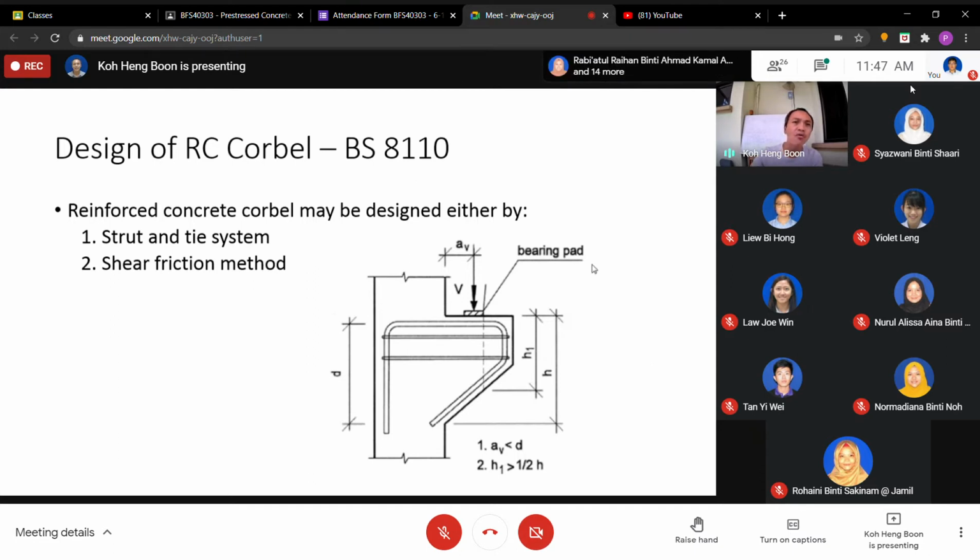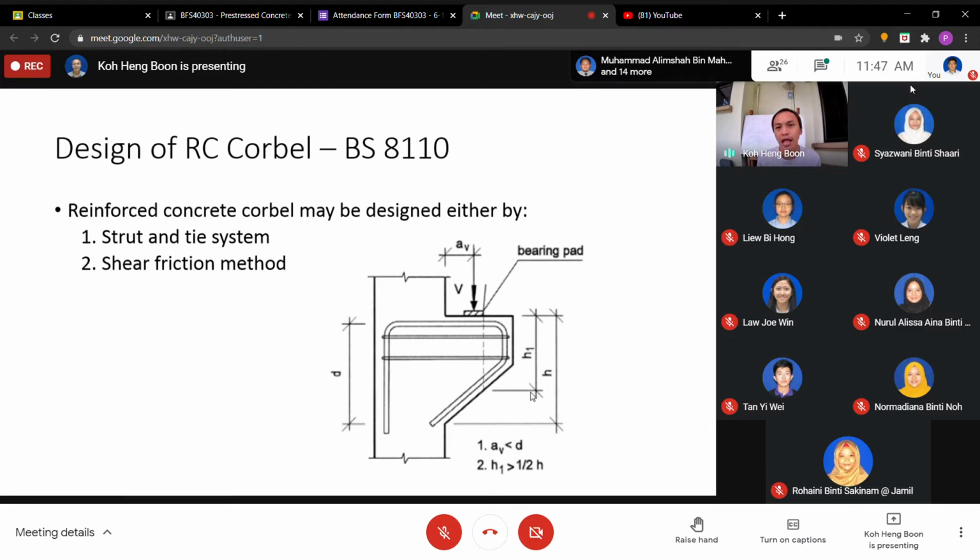Now we focus on the design of the corbel based on British standard. We can base it on two methods. One is the strut and tie system, which is widely used. Another one is the shear friction method. I can say the first one is more widely used and more straightforward also. Some of the requirements are almost the same as in the standard.